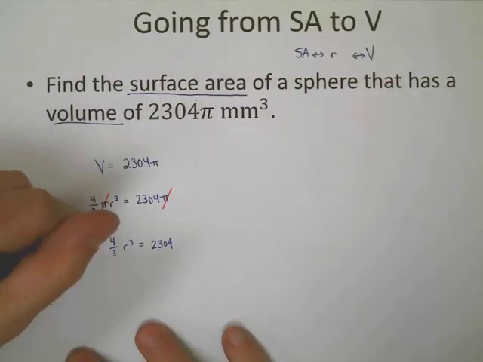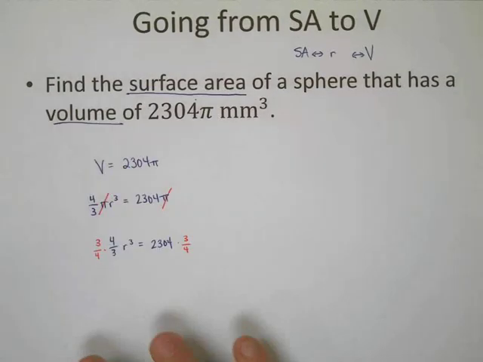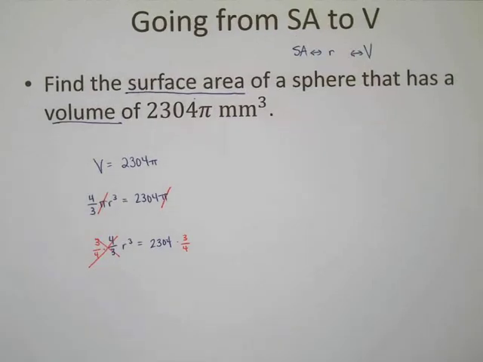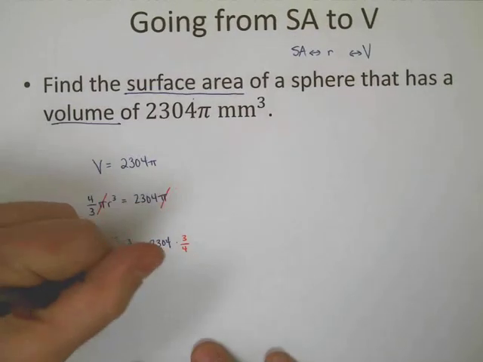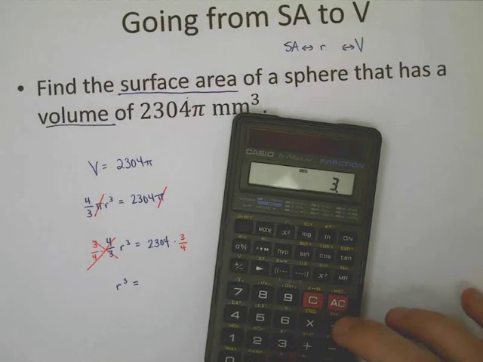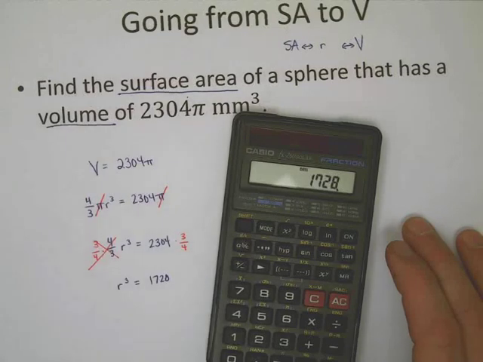Okay, to get rid of the 4/3, let's multiply by 3/4. Because I know that 3/4 times 4/3, those go away. So I'm going to be left with r cubed is equal to 2304 times 3 divided by 4, 1728.